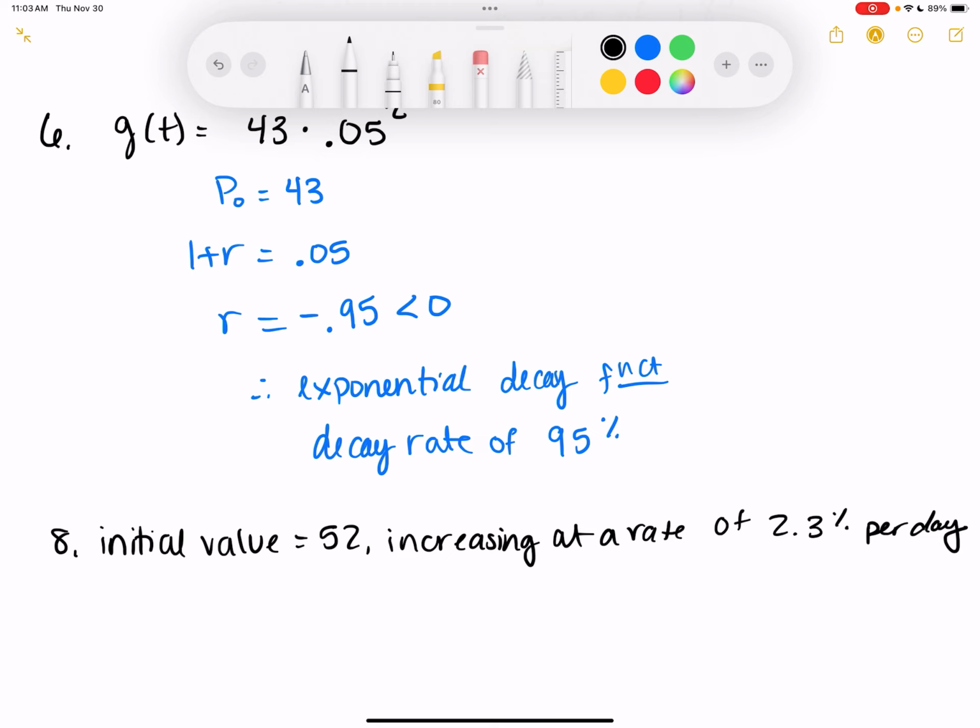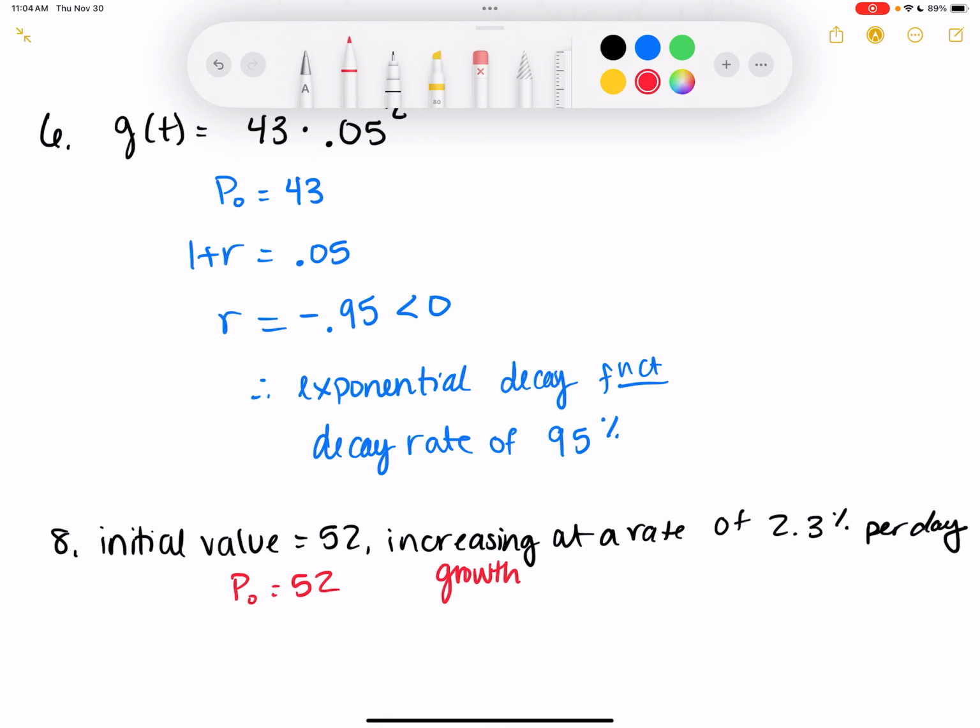So this says increasing, so what does that tell us? So this is going to be a growth. Initial value is 52, so that means P0 is 52. I like to write out everything that I know to start with before I try to just throw it into the formula. Once you get a little more comfortable with it, you can just go straight to the formula if you want to, but I just like to make sure I know what everything is going in.